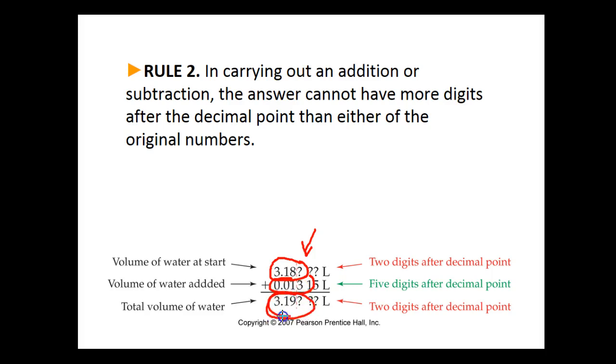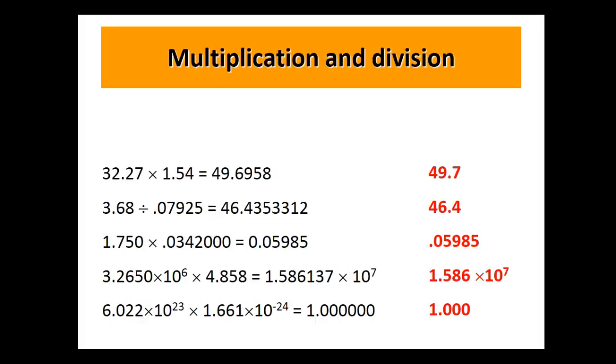So you can't go past 3.19. If you were to put 3.91 or whatever, that would be wrong because you need the same number of decimal places. So here are some examples of multiplication and division.